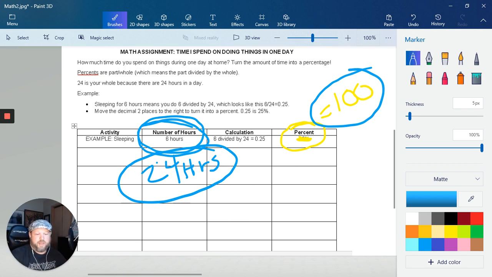Now, and again, before we say goodbye, what are we looking at? We're looking at our part over whole. All right. Our part over our whole. Okay. What is our part? Whatever hours you're working. Okay. What is our whole? 24. Because that's how many hours are in one day.